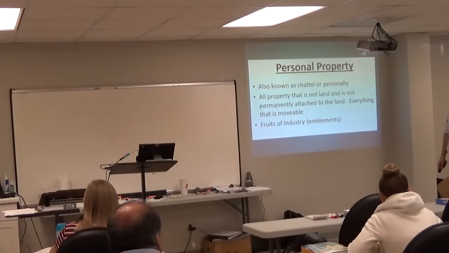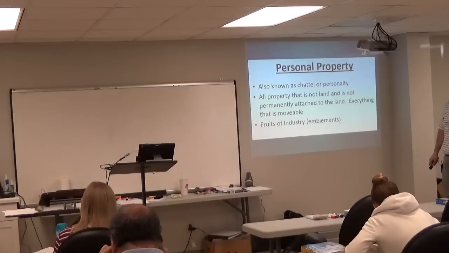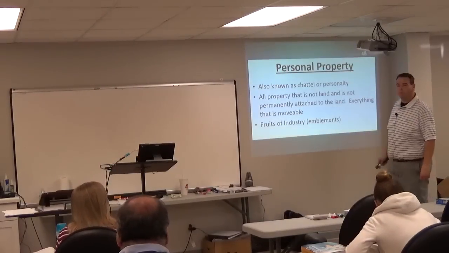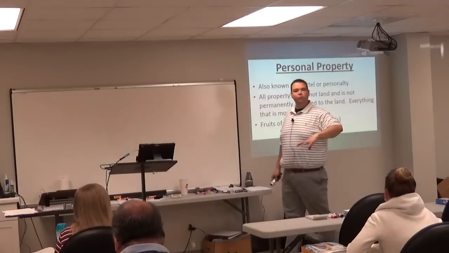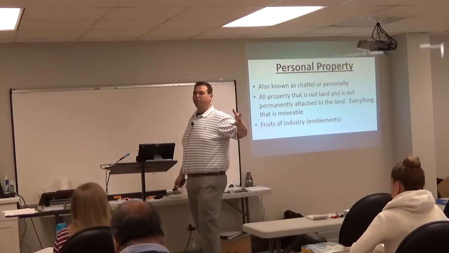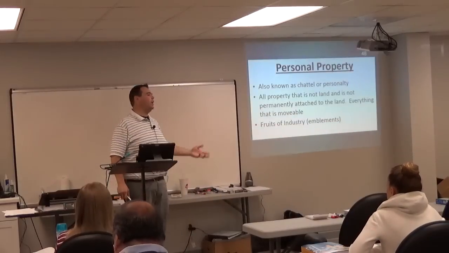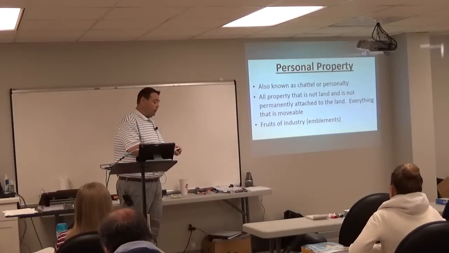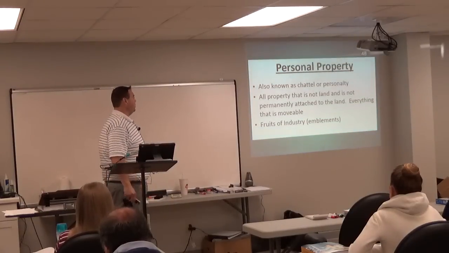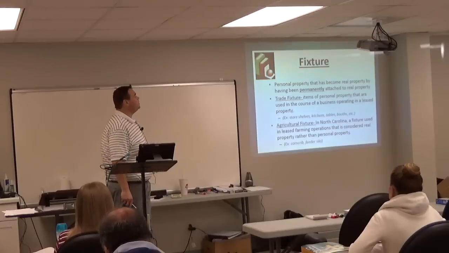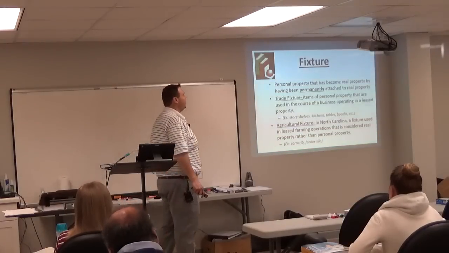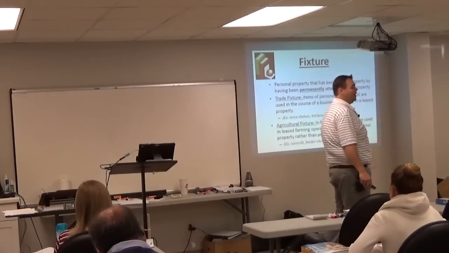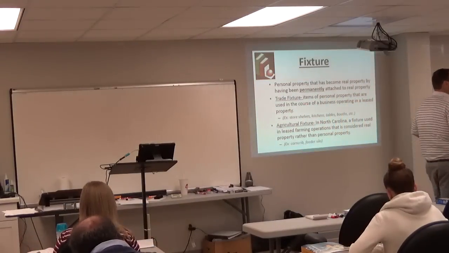As we said, personal property, the primary characteristic, what do we say? The first thing you should look at to tell you whether something is personal or real property. Is it movable, right? Is it movable? If it has mobility, it's most likely going to be personal property. And that is very much true. Whereas the opposite of personal property are things called fixtures. Fixtures are anything that used to be personal property, but have been permanently attached and converted into real property.